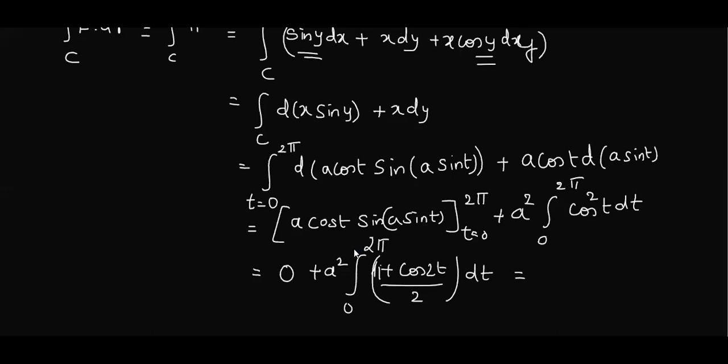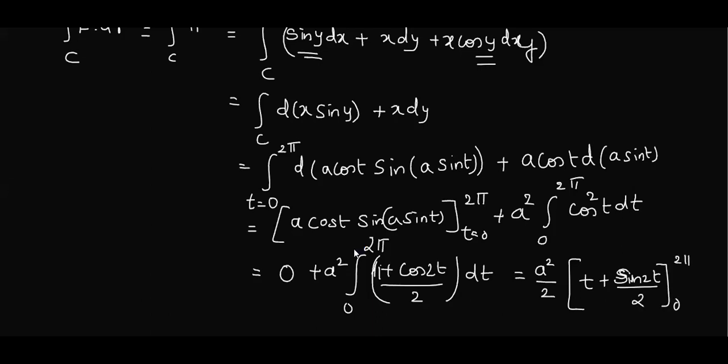So I'll take this a outside. It is a square by 2 out. Remaining, what is the integration of 1 with respect to t? 1 with respect to t is t. Plus integration of cos 2t, which is sine 2t divided by 2. Very good. It is sine of 2t divided by 2. Correct. What are the limits?